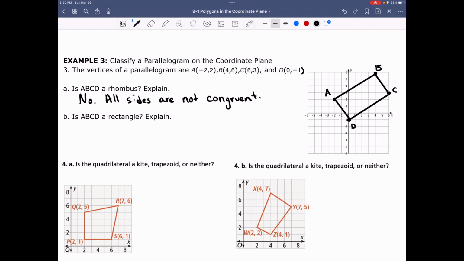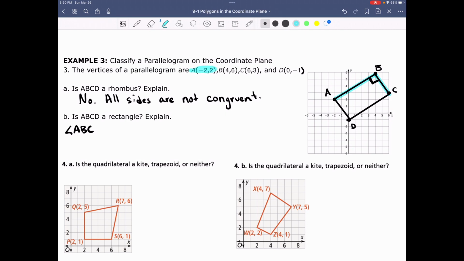Is ABCD a rectangle? Explain. To be a rectangle, it would have to have all angles equal to 90 degrees. So we would have to figure out, are they 90 degrees? Let's start with angle ABC. Is it 90 degrees? To figure that out, we need to know if the slopes are perpendicular, meaning are they negative reciprocals?